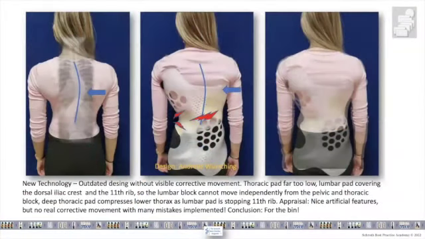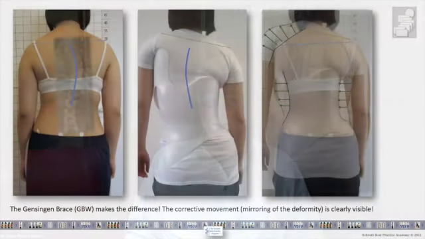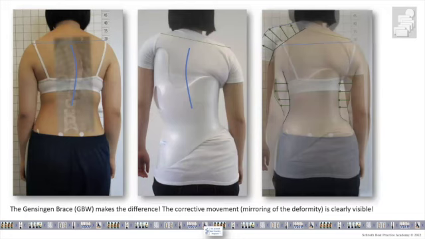Here we have a printed Chengdu-style brace from 2022 without any visible corrections, as the superimposed images on the right show, and with misplacement of the pads. Here you can see a Genzinger brace from 2016, and the corrective movement is clearly documented. The deformity is mirrored in the brace, and the vast corrective movement is documented on the right-hand picture with a vast shift of volumes as indicated by the arrows.